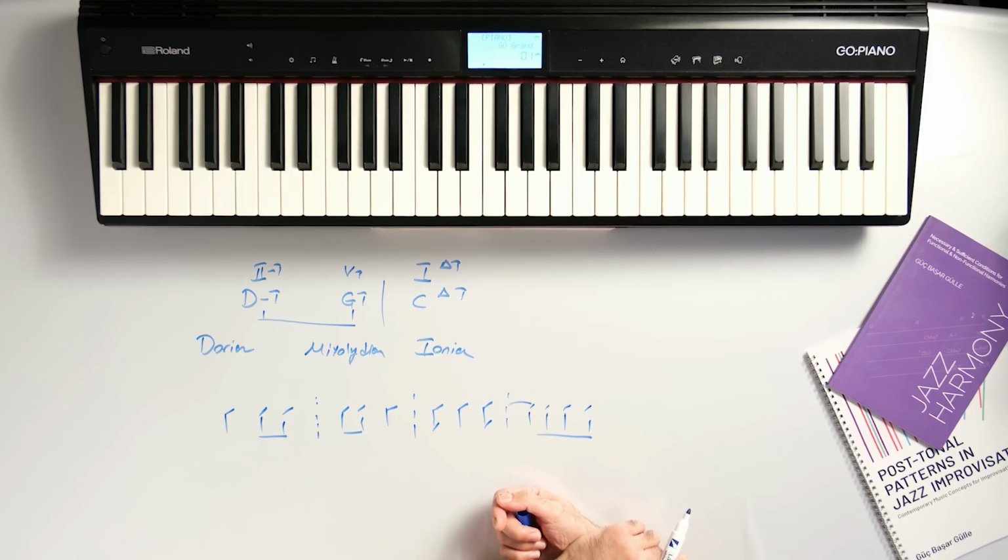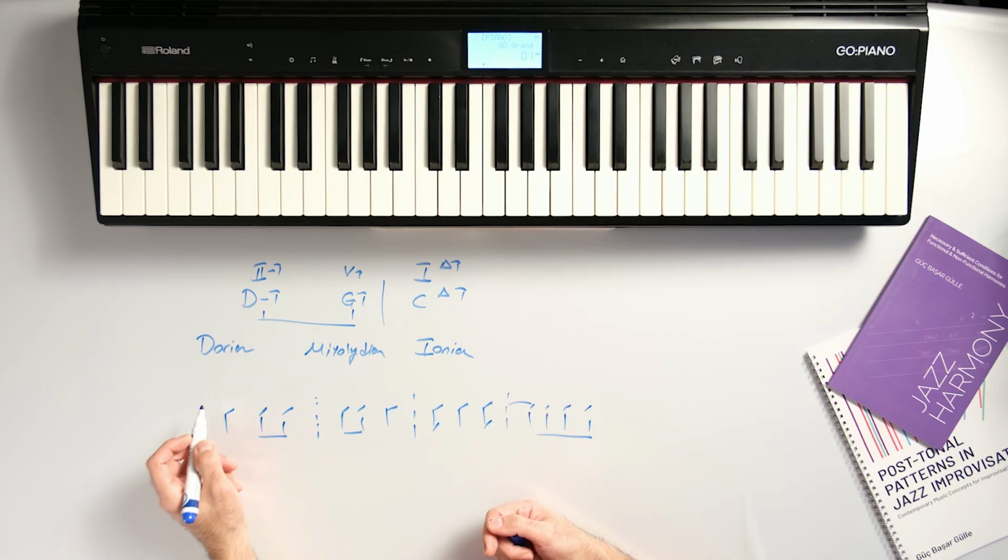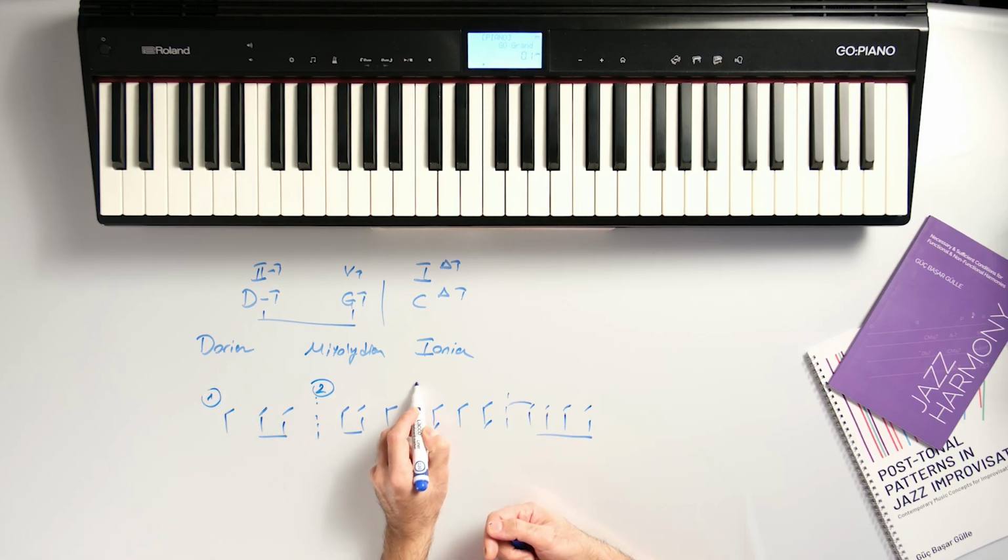Why did Mick Goodrick call this structure factorial rhythm? When you have numbers for each of them, 2, 3, 4.